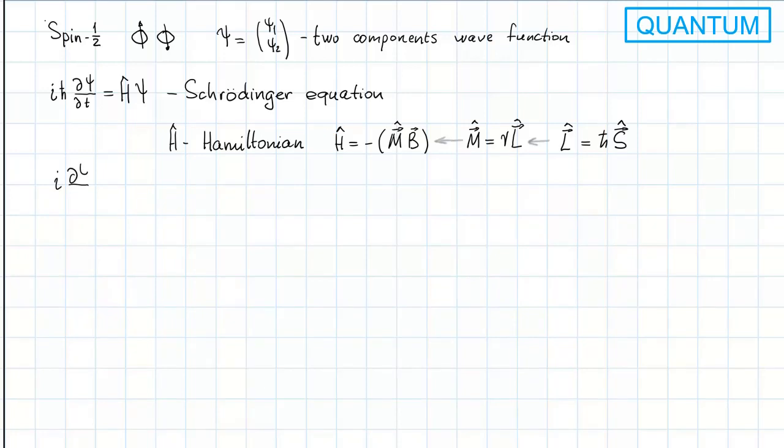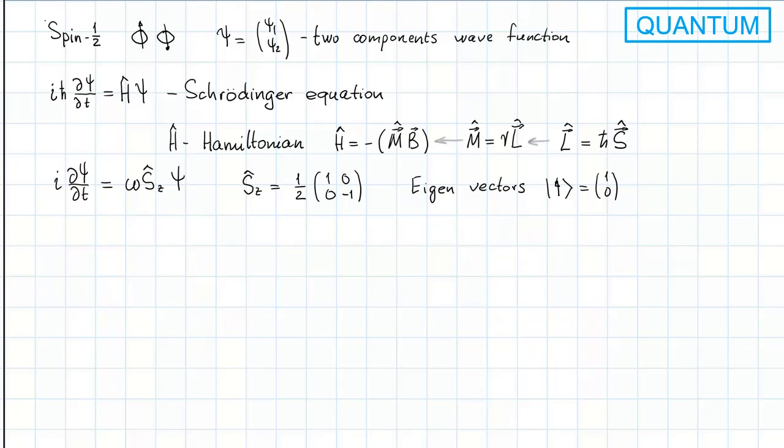i d psi over dt is equal to omega S_z psi, where omega is equal to minus gamma B, as it was in the classical case. S_z is the corresponding spin projection operator, which can be given by a diagonal matrix 1/2, minus 1/2, which has two eigenvectors (1, 0) and (0, 1).